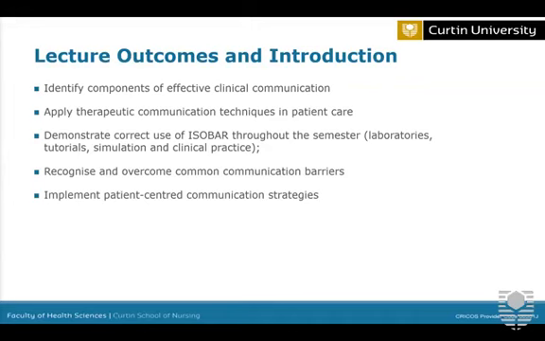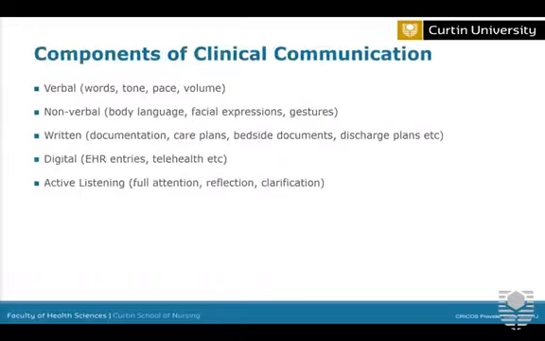We're going to explore components of effective clinical communication and therapeutic techniques. It's expected that you will use ISABAR throughout the semester in your laboratories, tutorials and simulation, and when you're in the clinical area you will adopt it formally with patient information. Then we're going to look at recognizing and overcoming common communication barriers. There are some enablers that we speak about as well, and implementing person-centered or patient-centered communication strategies.